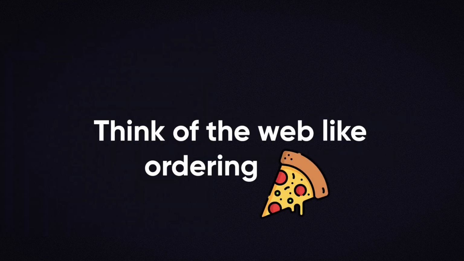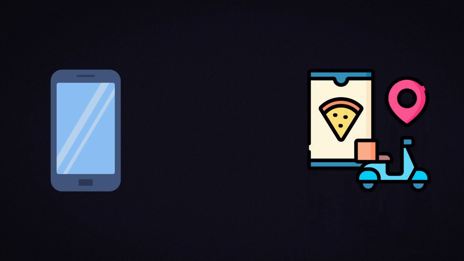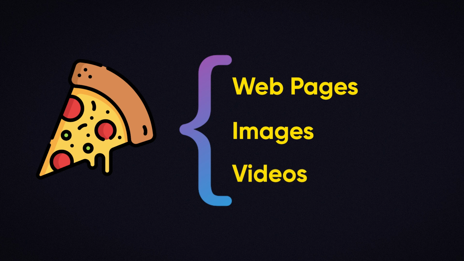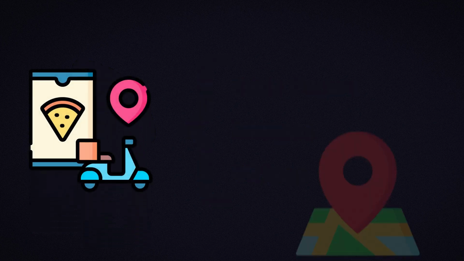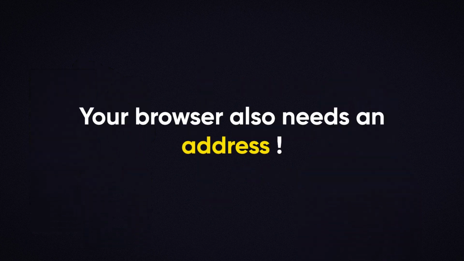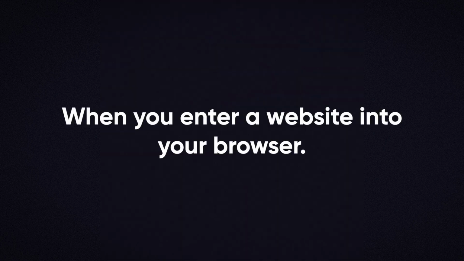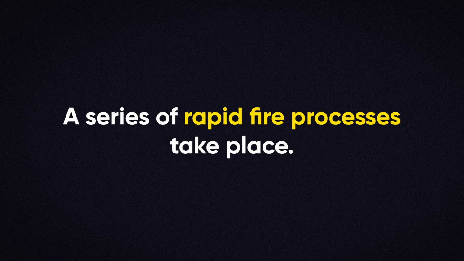Think of the web like ordering pizza. Your phone places an order, and the pizza shop makes and delivers it. But instead of pizza, your browser is ordering web pages, images, and videos. Just like a pizza delivery needs an address to know where to go, your browser also needs an address to find the right website. This is where the magic of the internet begins. When you enter a website into your browser, a series of rapid-fire processes take place.